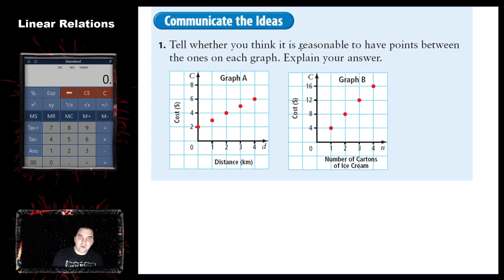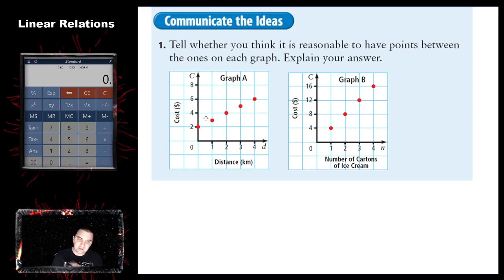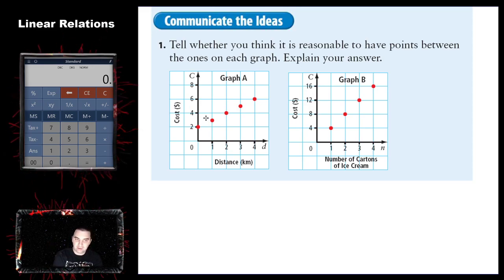Okay. So the question is, is it reasonable to have points between the ones on the graph? Well, in this case, I think so. I think you should be able to be charged for half a kilometer distance or 0.9 kilometer. It shouldn't make sense that your taxi has to go exactly 1 kilometer for you to get charged that amount.